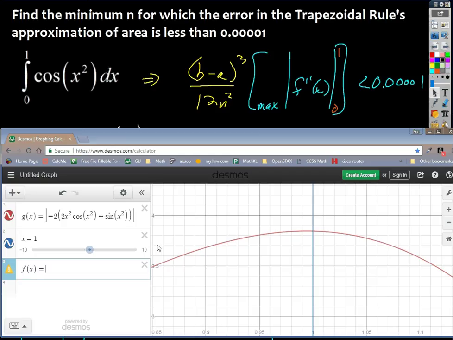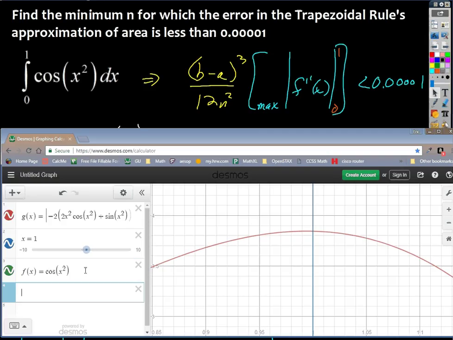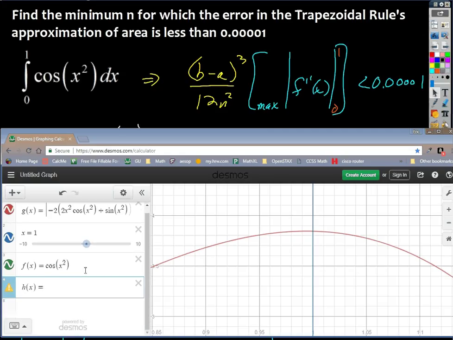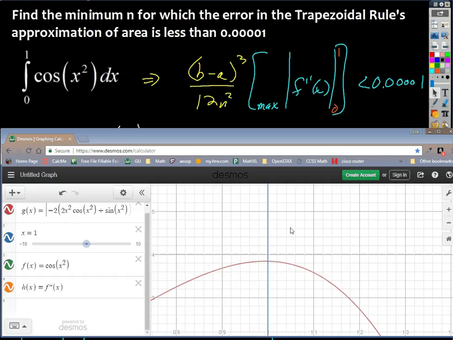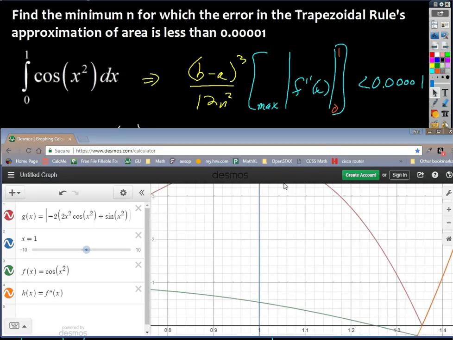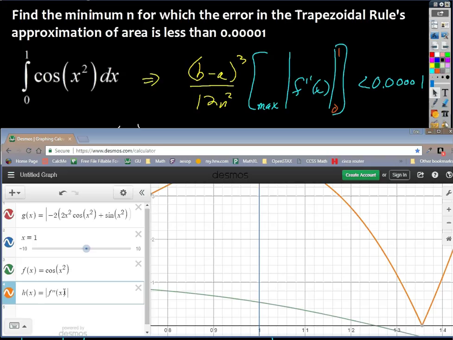If we let f of x equal cosine x squared, then we could say that, call it h of x, equals f double prime of x. So I can just go f prime prime of x. And if we graph h, where does that show up on there? There it is. Oh, we didn't do absolute value. Oops. There we go. So now they do.